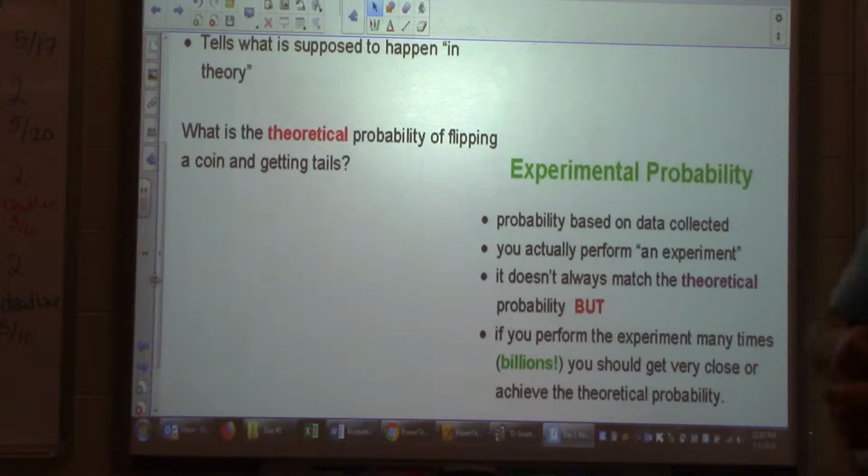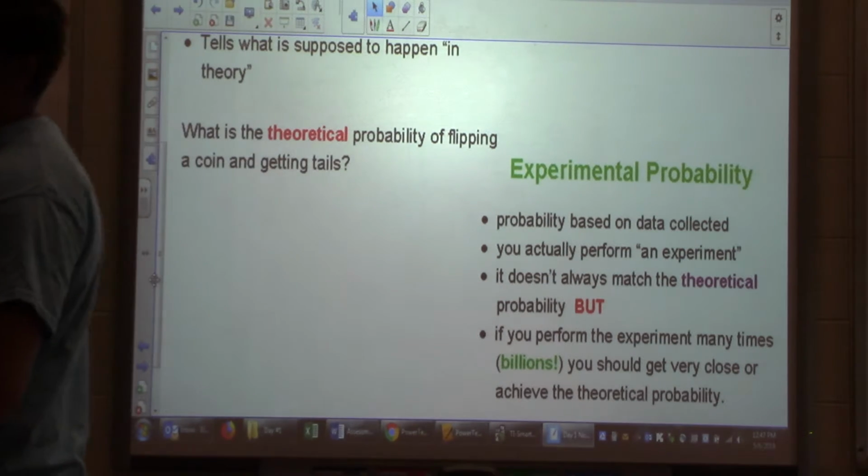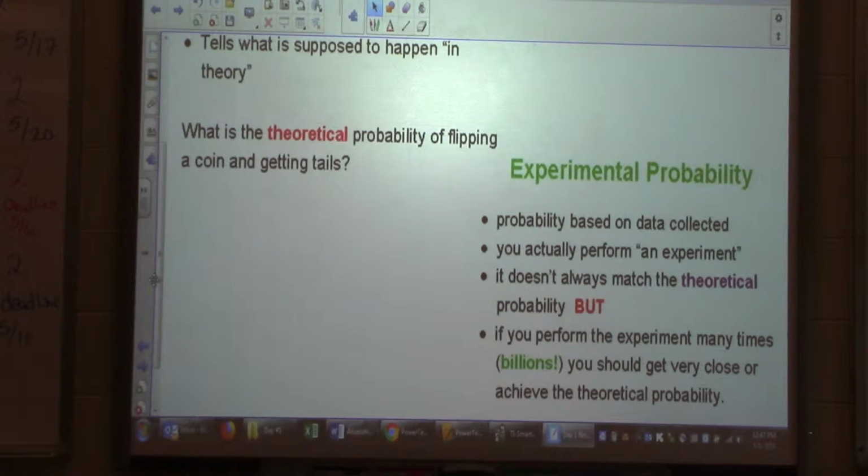Now, with experimental probability, if you do your experiment or your trial millions upon millions, billions upon billions of times, it should theoretically spread out to that theoretical probability. It should get really close to having that same probability as theoretically it should. Now, if you flip a coin 50 times, the odds that you get 25 and 25 heads and tails are very slim, right? But if you do it billions of times, you should get really, really close to 50% on each. Does that make sense? Any questions on experimental and theoretical?